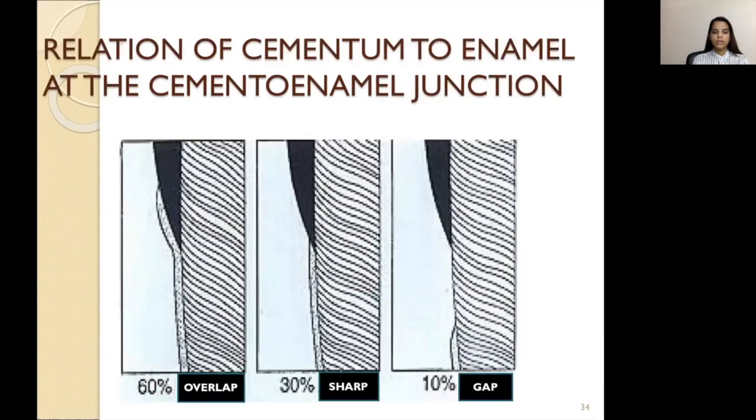The first picture is present in 60% and it is overlap junction. In this, the cervical end of enamel is overlapped by cementum. And then the second picture is 30% and it is sharp junction. The cervical end of enamel meets the cementum. And the third is the gap junction. It is 10%, and cementum and enamel, they don't meet.